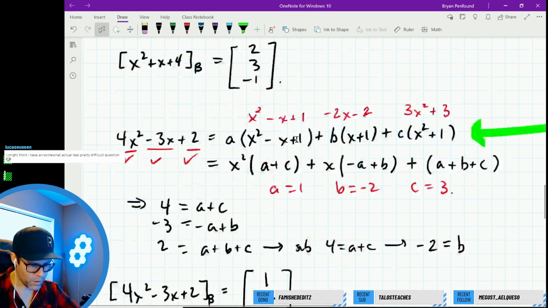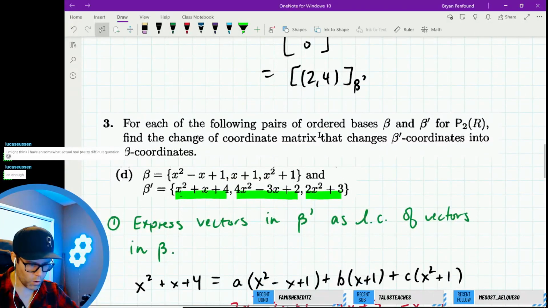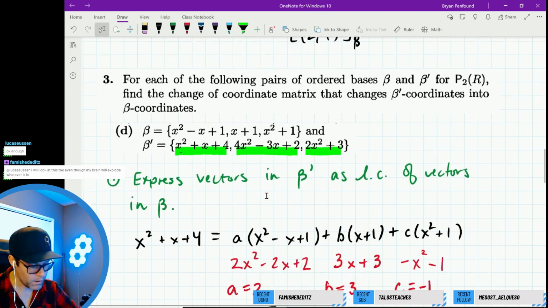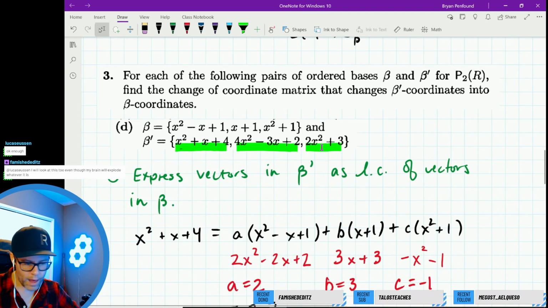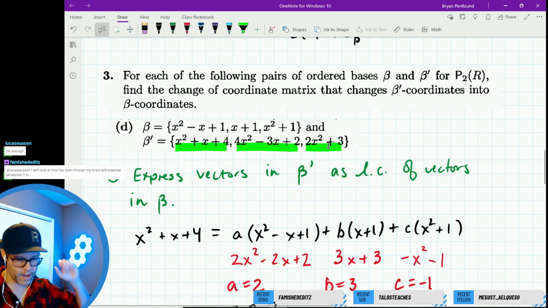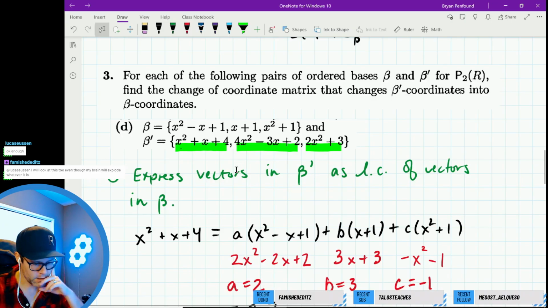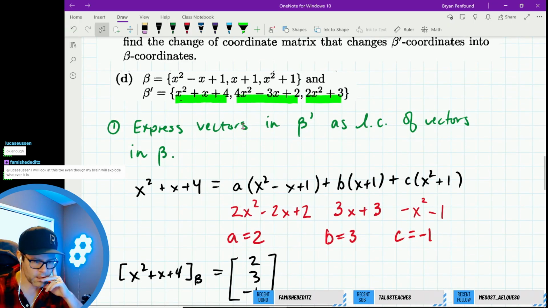Now, is that all they wanted us to do, just create the change of coordinate matrix that changes beta prime coordinates into beta coordinates? Yeah, so we have that. So what we could do now, theoretically, is take one of these vectors in beta prime and send it through Q to make sure that it ends up at the right place. Let's take the second one.